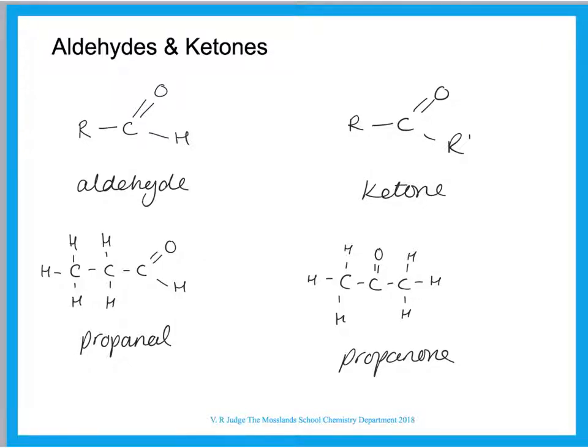And to name a ketone, you just put the alkane name without the E and you add one onto the end. So this compound is propanone, which is a ketone. This one's propanal, which is an aldehyde.